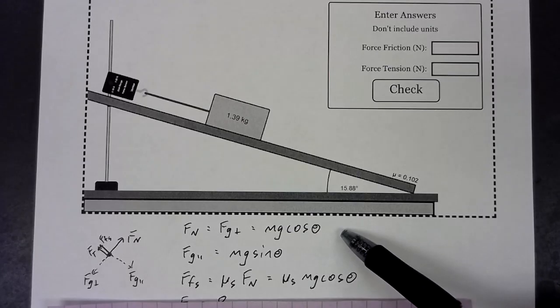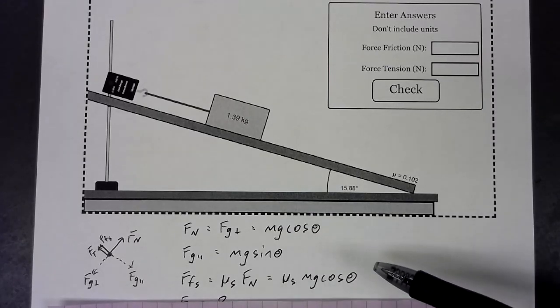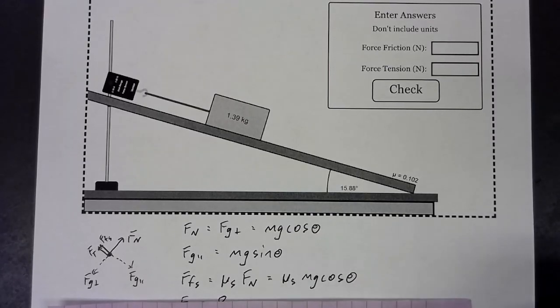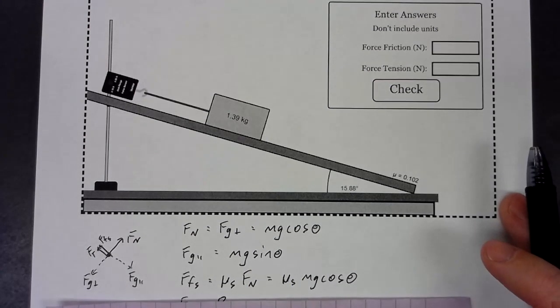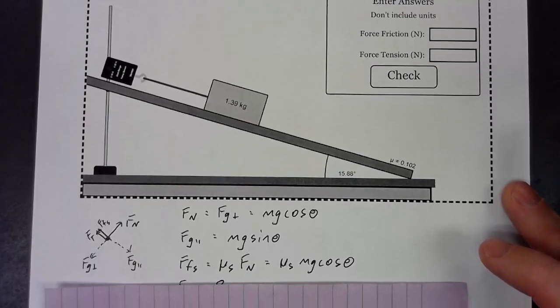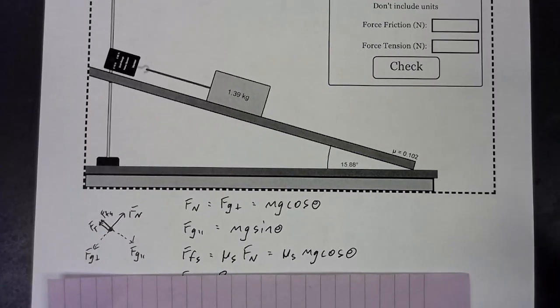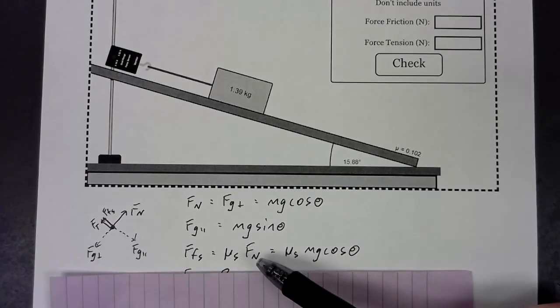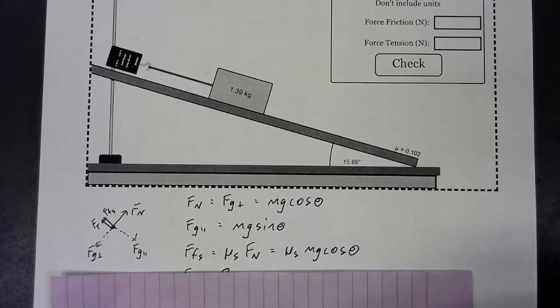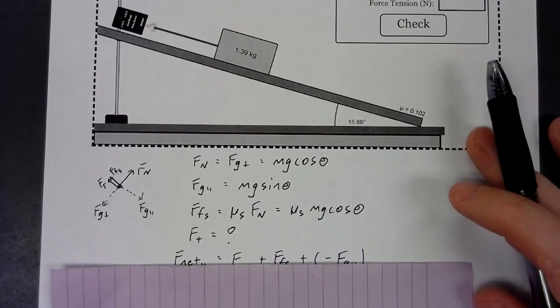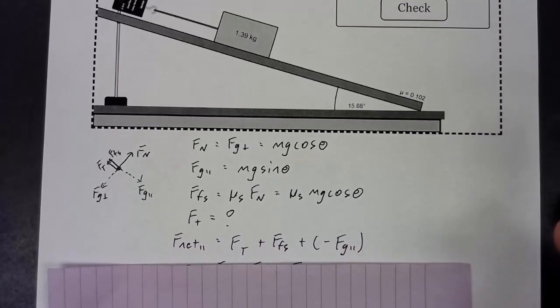So if we start by finding the normal force, and this will help us find the friction, that would be equal to the force of gravity perpendicular, which is mg cosine theta. The force of gravity parallel is mg sine theta. Then the force of static friction would be the coefficient of static friction, which is given to us in the problem, and then the normal force, which we found above. So this would be our expression for that. Then force of tension is unknown.